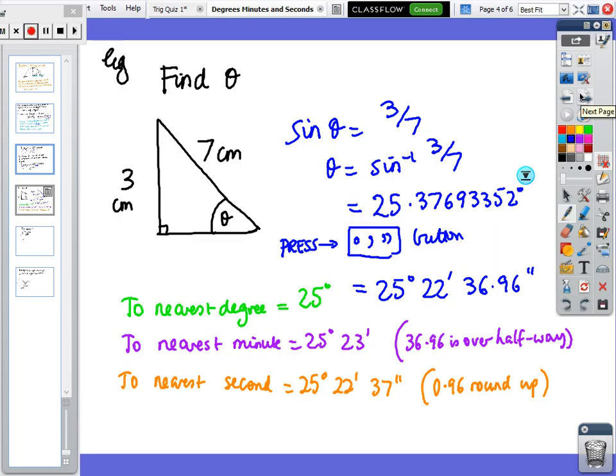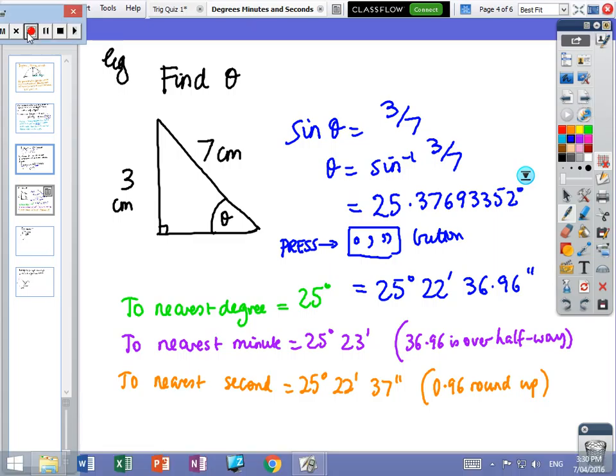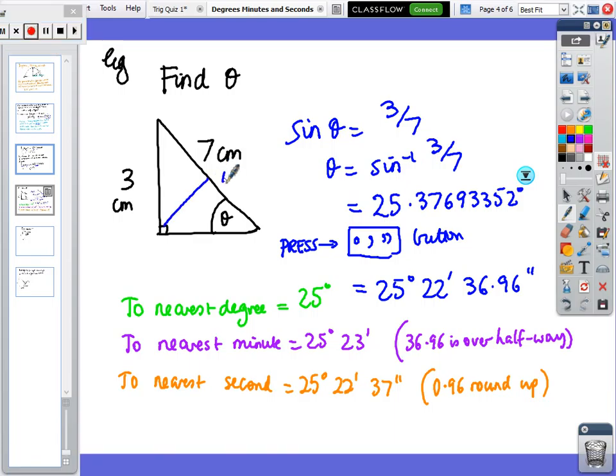Okay, so here we go, trying to find an angle just like we did before. So we have to label the sides. That's the hypotenuse, that's the opposite, and the third side is the adjacent. So again, you can do your SOHCAHTOA if you're not sure why it's a sine. There's no adjacent, so I can't use cos and I can't use tan, it must be sine. So sine equals opposite over hypotenuse, 3 over 7.